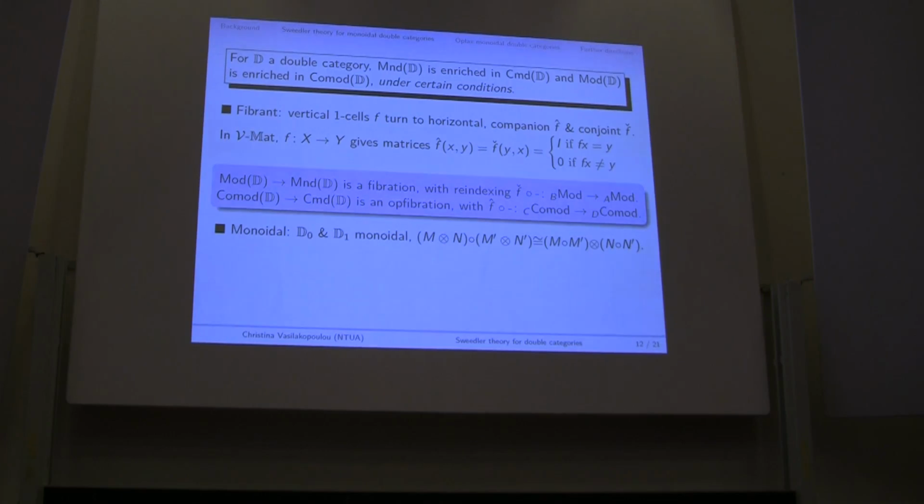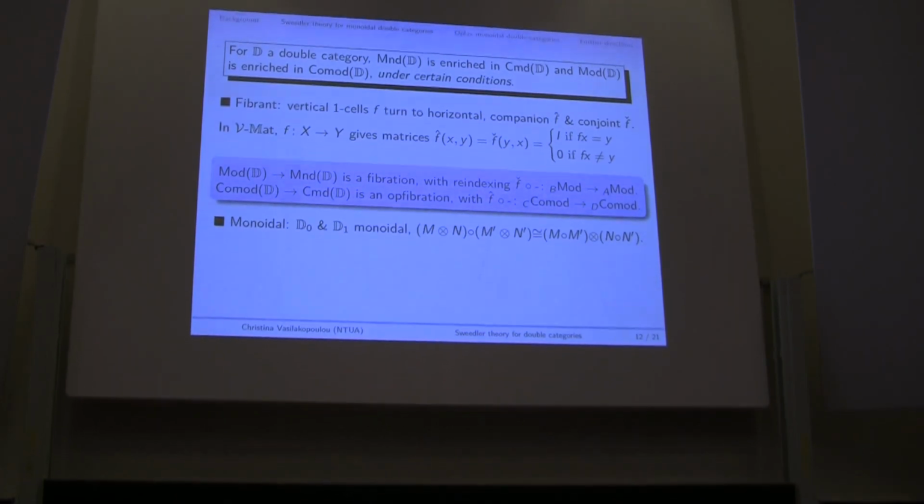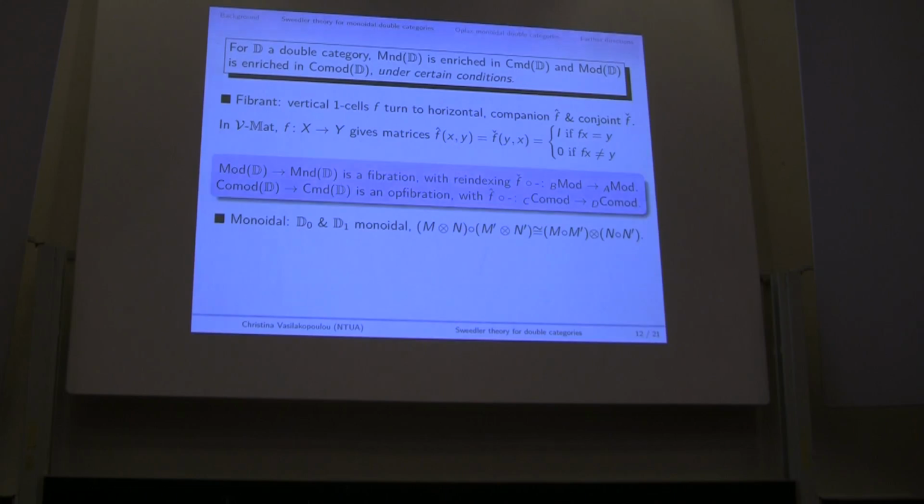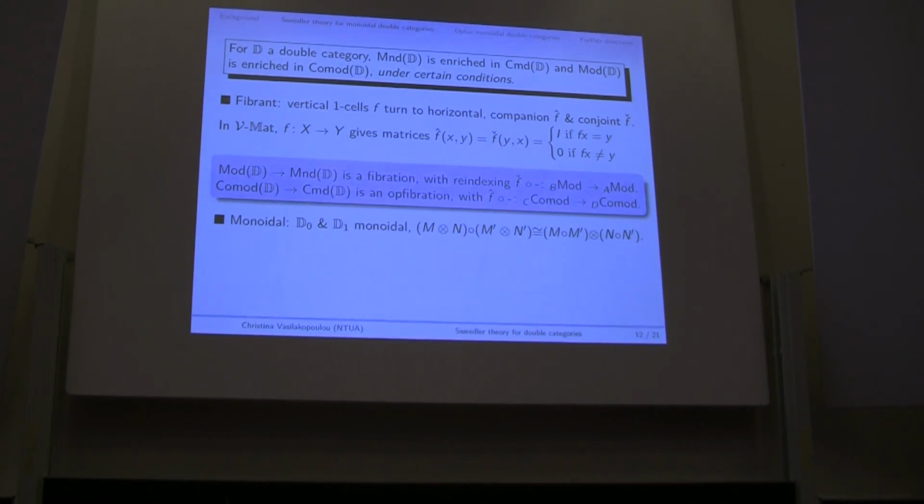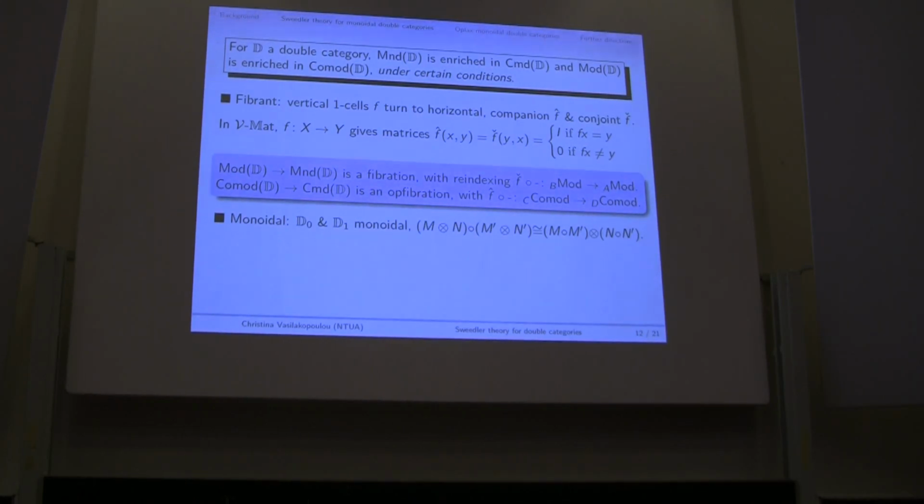Okay, the other condition is the fact that D needs to be a monoidal double category. What is a monoidal double category? Well, a double category consists of two ordinary categories, so I'm asking these two ordinary categories to be monoidal. And they have to have an interchange law between the monoidal structure and the horizontal composition, and another one that compares the identities. So being in the setting of a monoidal double category, of course, gives us a lot of advantages.